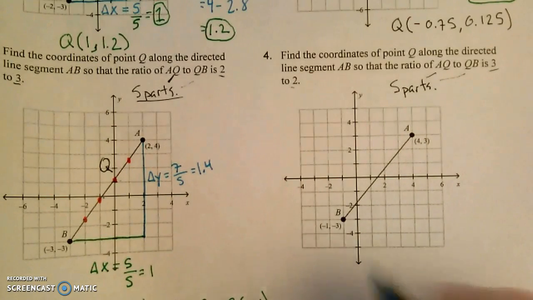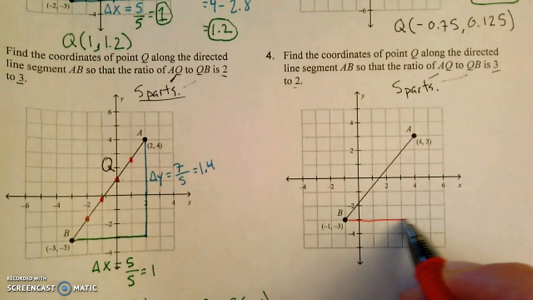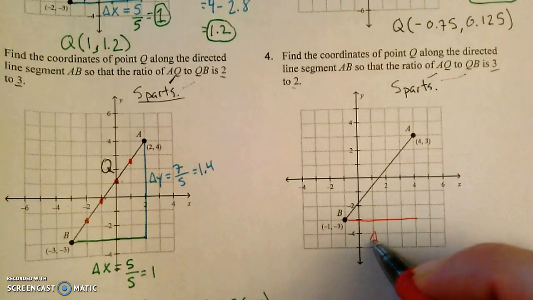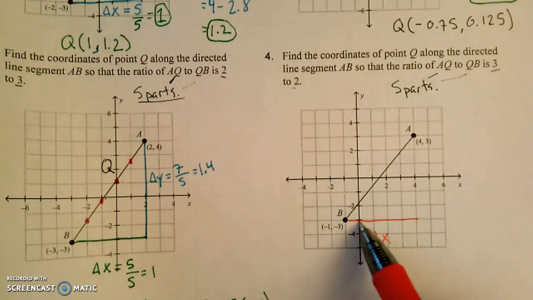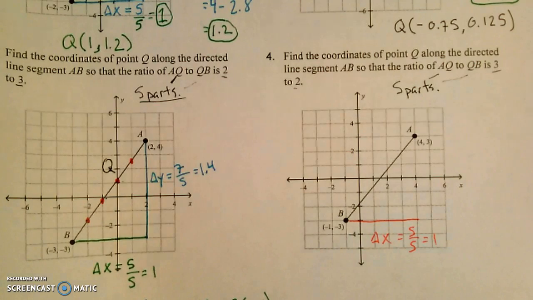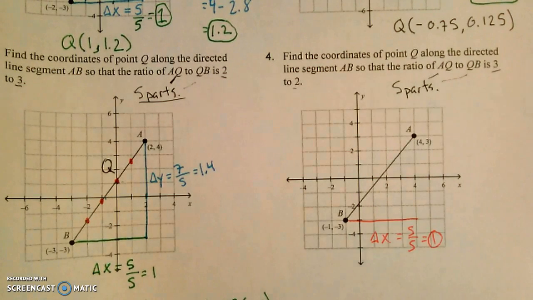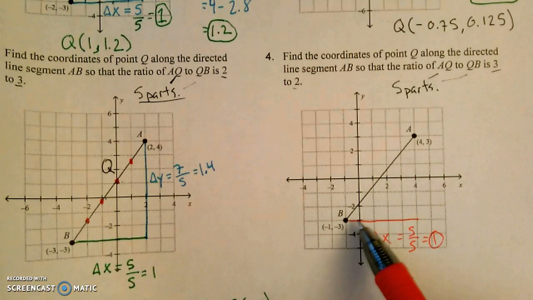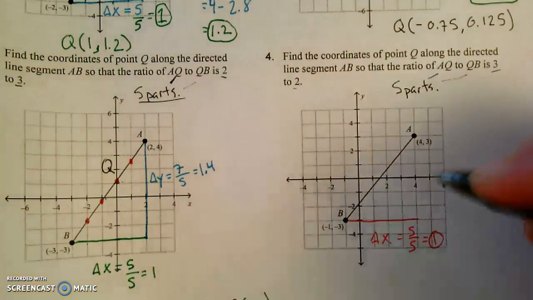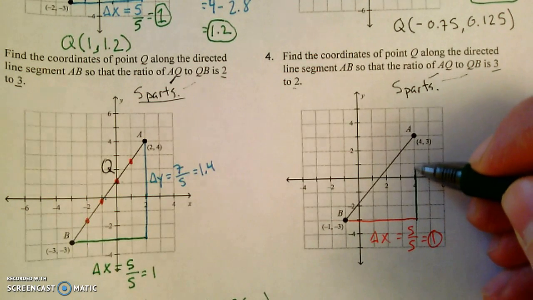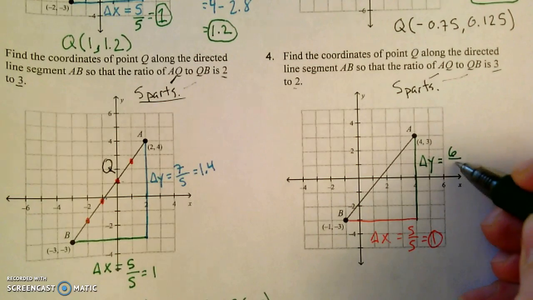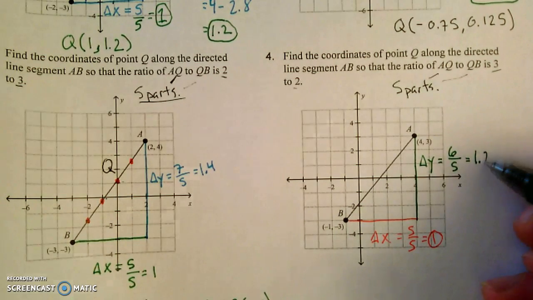In order to do that, we need to find first the horizontal distance between the 2 points, and divide that by 5. So delta X will be 1, 2, 3, 4, 5, divided into 5 equal parts, so 1 space each. Each of our partitions will be 1 space apart. They'll each be one unit wide. Going up, we've got 1, 2, 3, 4, 5, 6. So our delta Y is going to be 6 divided into 5 equal parts, which is 1.2.